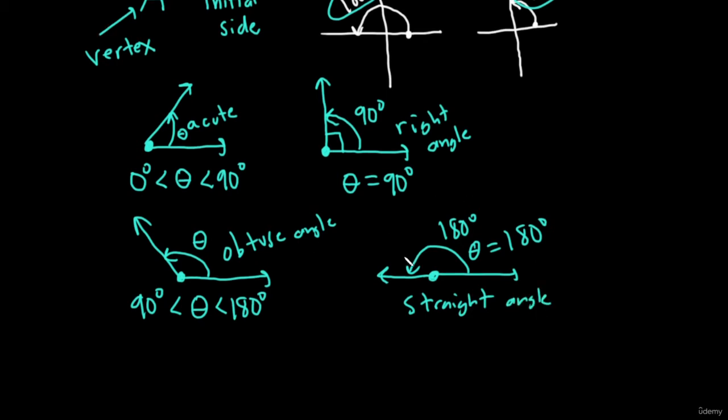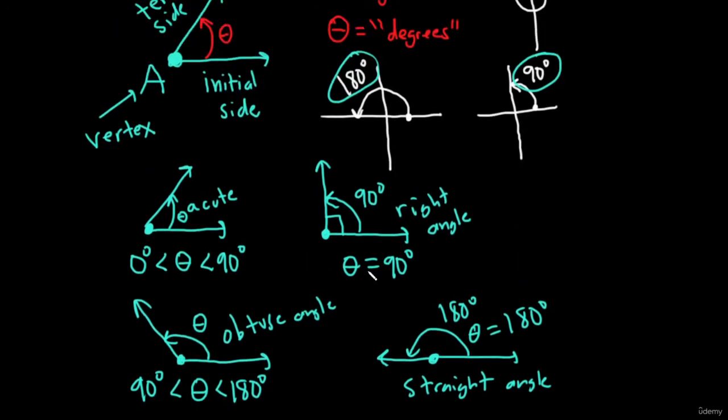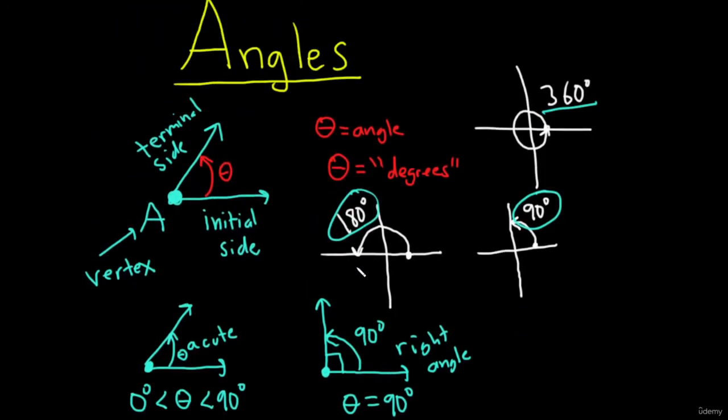Some general conventions that are important should be noted. You'll notice that every single angle I drew has two special properties. One, they've all been drawn counterclockwise, right? So it's the opposite of a clock. So this way, this way, this way. And two, they're all positive.